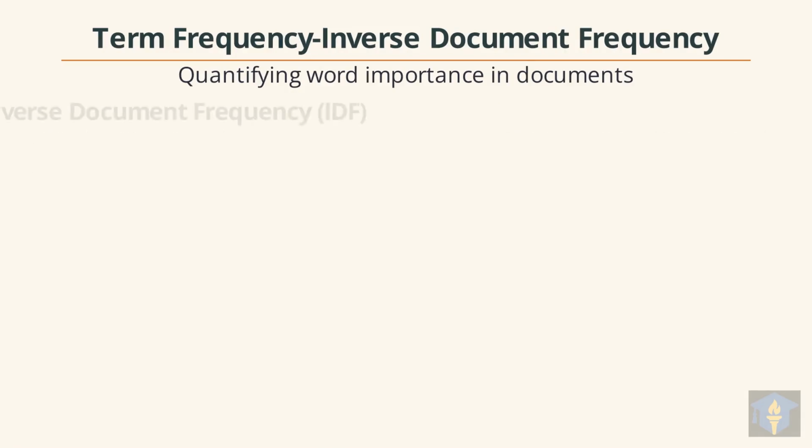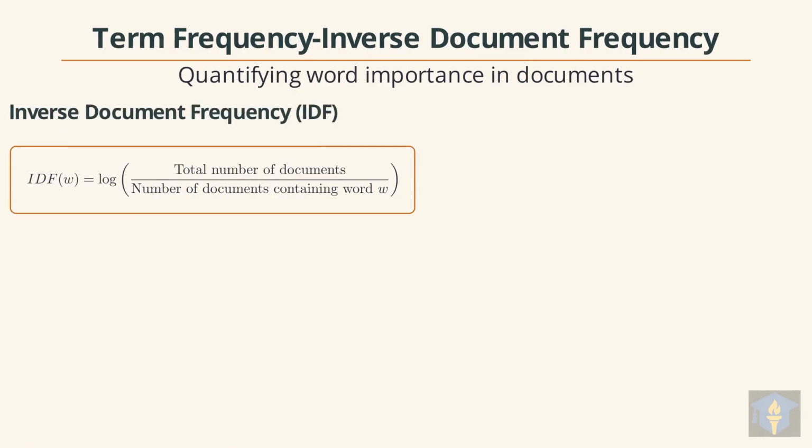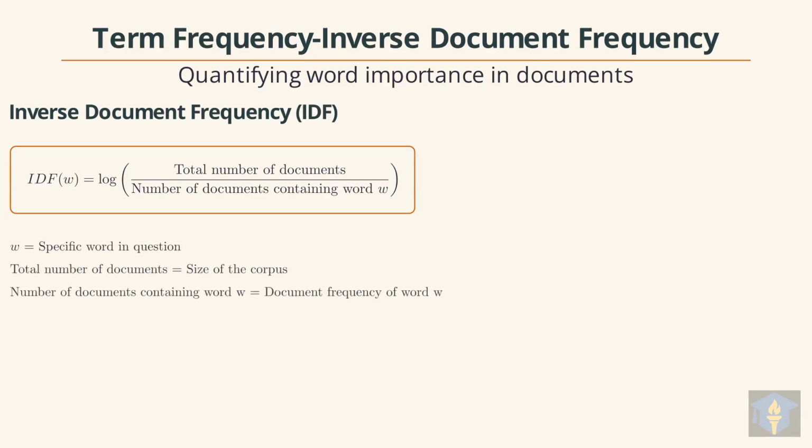Now, let's move on to the inverse document frequency, or IDF, which considers global word importance. IDF for word W is the logarithm of the total documents divided by the number of documents containing W. Again, W denotes the specific word we are currently focusing on for our analysis. The total number of documents refers to the entire size of your document collection, or corpus. This is the count of how many documents in our collection contain the specific word W.